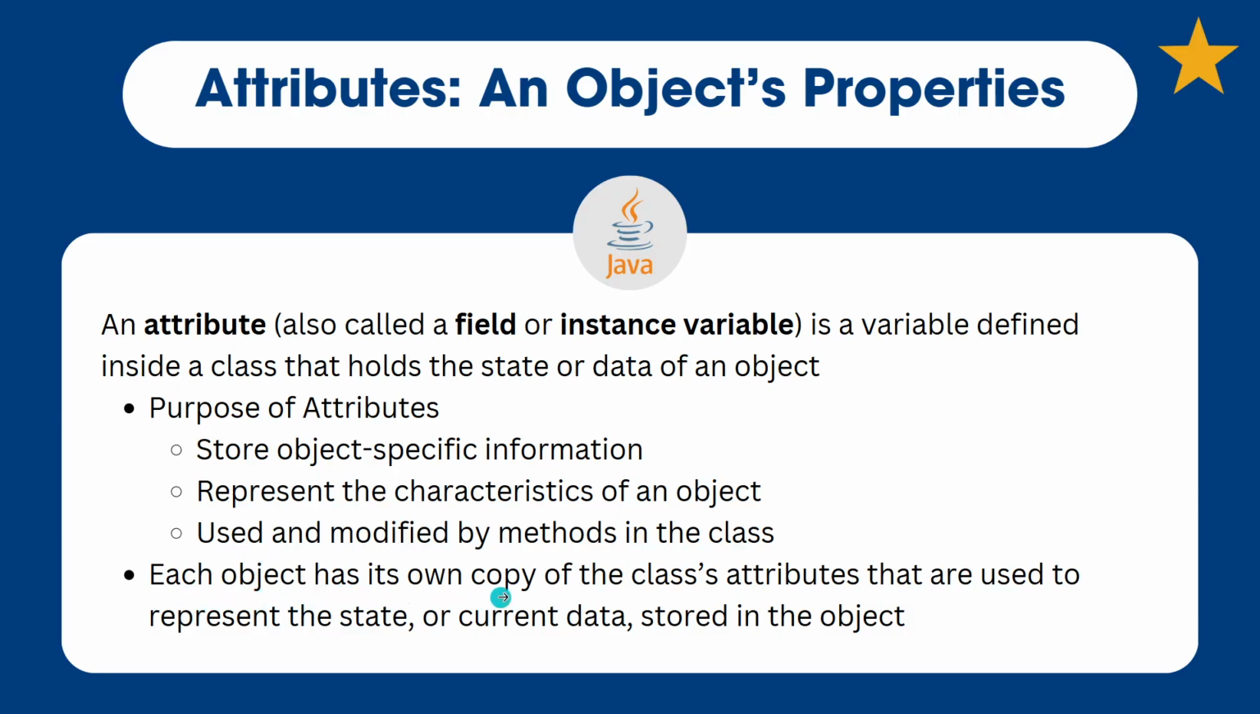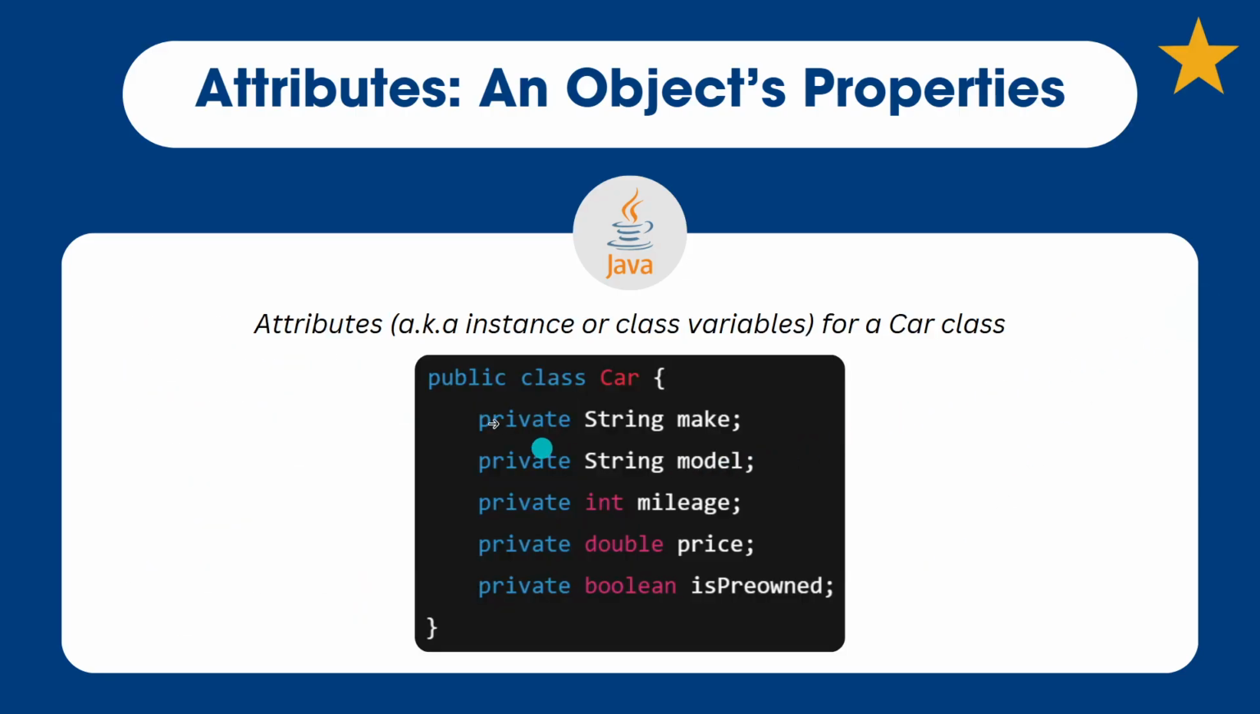So each object has its own copy of the class attributes that are used to represent the state. Remember, that's the current data stored in the object. So here are some attributes for a car class. We have the make, the model. Make is another word for brand, by the way. And then we have mileage. So, how many miles does a car currently have? How many miles has it driven? The price, of course, got to be a decimal value. And then is pre-owned, right? Maybe we also sell used cars. So a Boolean variable right here is very useful.